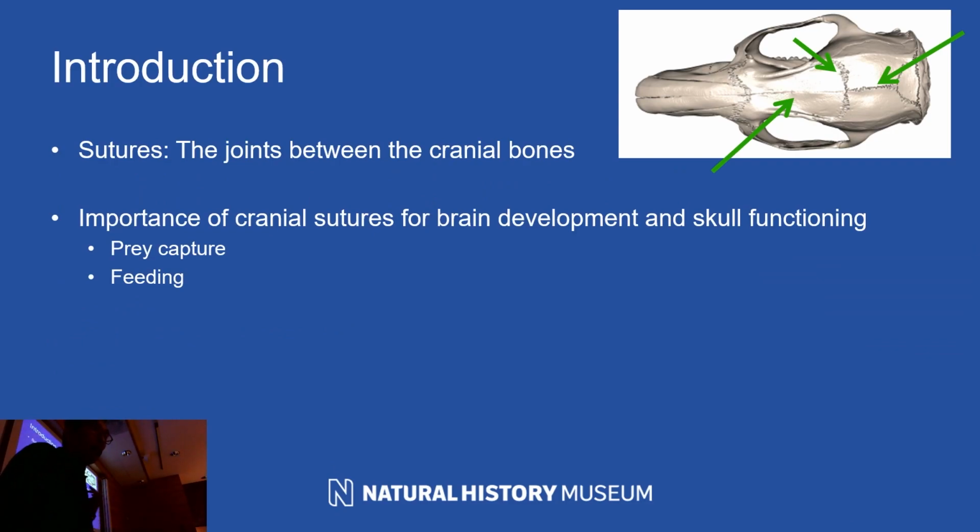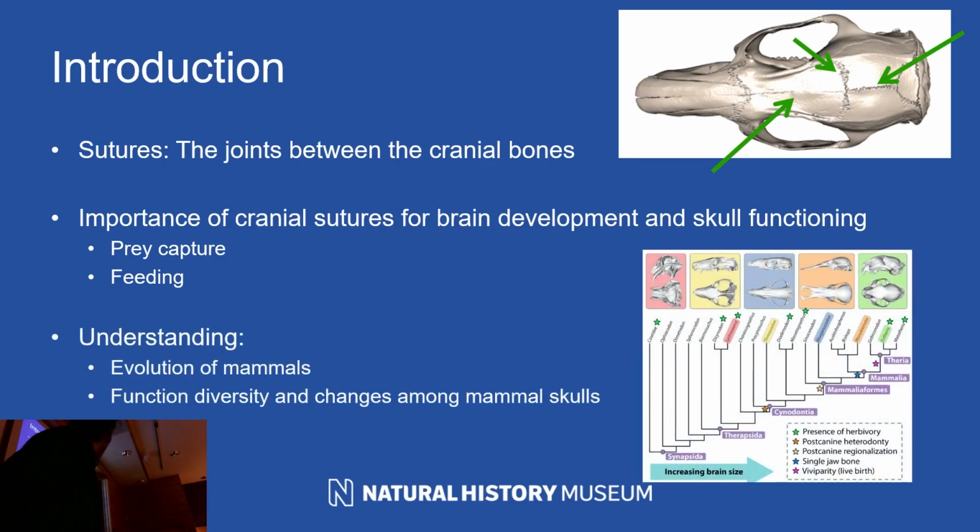There have been many studies trying to understand skull morphology, but I think the current focus is mostly on understanding the shape of the skull. However, sutures in the skull have received less attention compared to the actual skulls. But I think suture is quite important because it relates to a number of functional roles, including prey capturing or feeding. So understanding the suture will help us understand the evolution of mammals and also the functional diversity among them. As you can see here, mammal skulls are quite diverse along the tree.